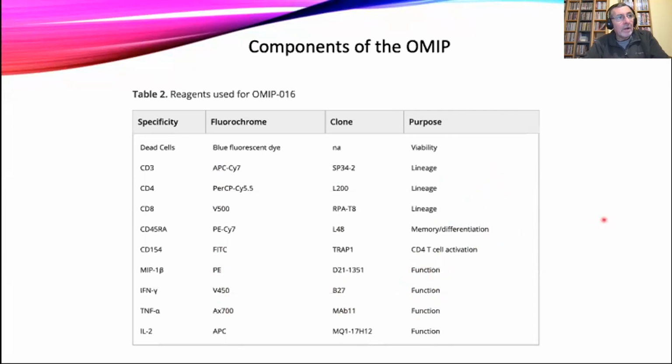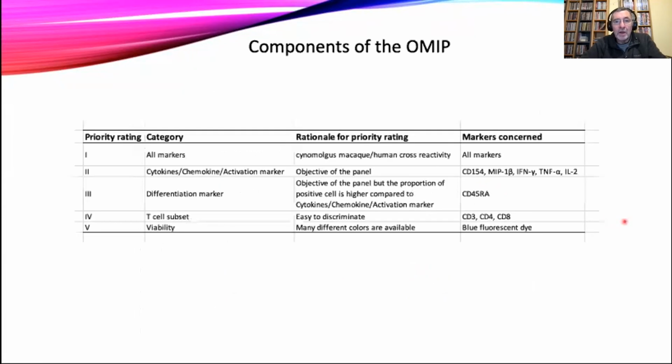Now, not every marker in a panel is going to be equally important, and this is one of the important things, I think, in panel design. So the OMIP covers that. So we can rank the importance of the markers. The CD3, CD4, the CD8, the lineage markers, they're fairly low down the pecking order, because we know that they're positive or negative, they're on or they're off. So we may not need to worry too much about the fluorochrome that we're using there. But the functional markers, they're the ones that are the whole point of the assay. So they're the ones that are going to assume the most importance.